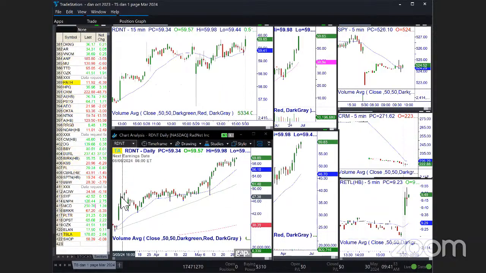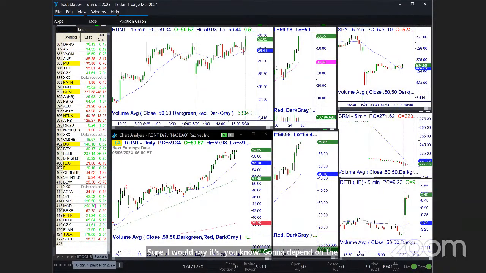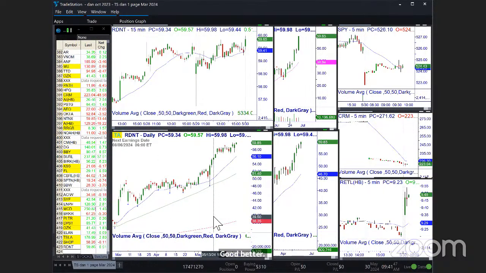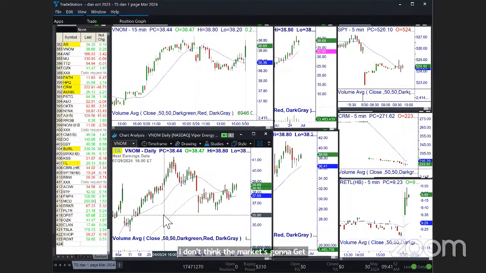RDNT. Sure. I would say it's going to depend on the market, is my only hesitancy, but a good pattern. I don't think the market's going to get a lot of downside here, just a thought, but you've got that number tomorrow. That should put some type of hesitancy. Sam, this was yours. Alarm went off for me.